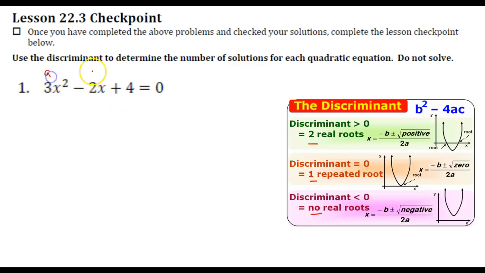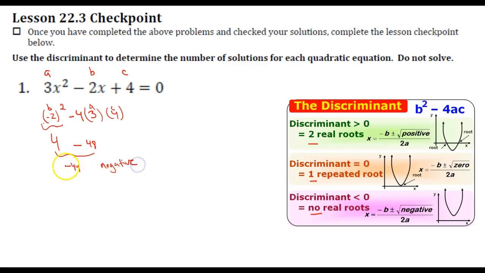So again, let's identify our A, B, and C. Let's use our discriminant, b squared minus 4ac. So that would be negative 2, 3, and 4. Go ahead and work this out. That would be a positive 4, and that would be a negative, I believe, 48. But you can double check that on your calculator if you're not sure. If we work this out, that would be about a negative 44, which is a negative result. According to this, if I got a negative result for my discriminant, then I would have no real solutions.